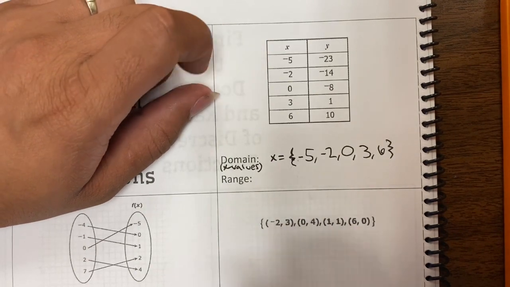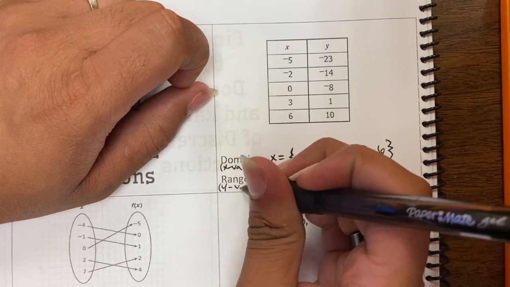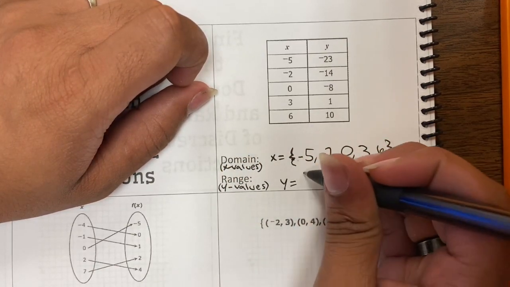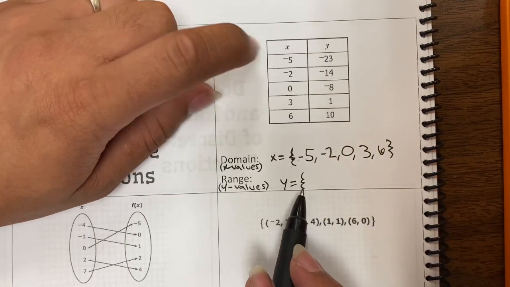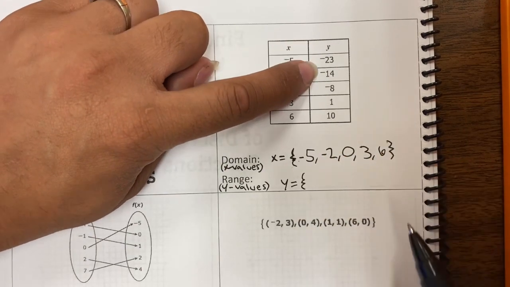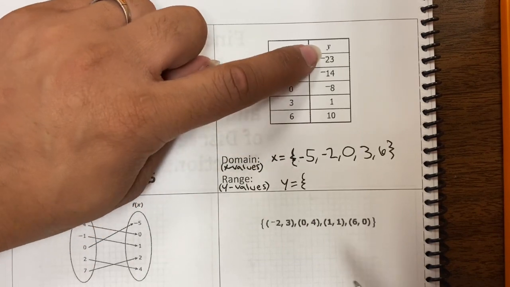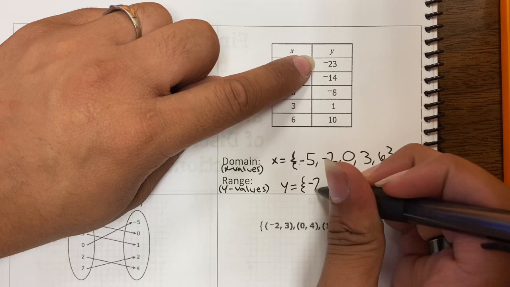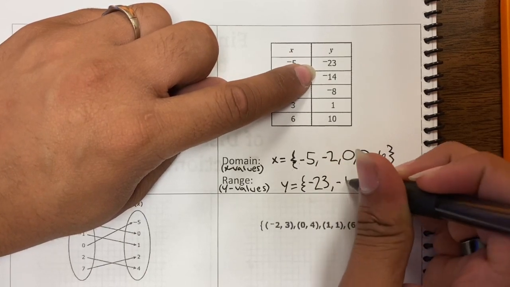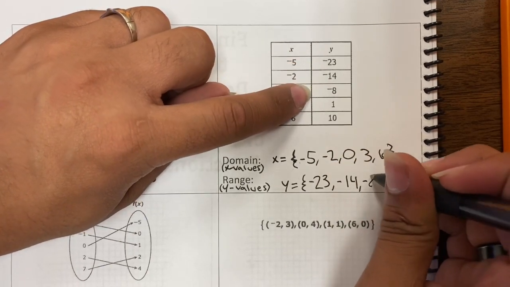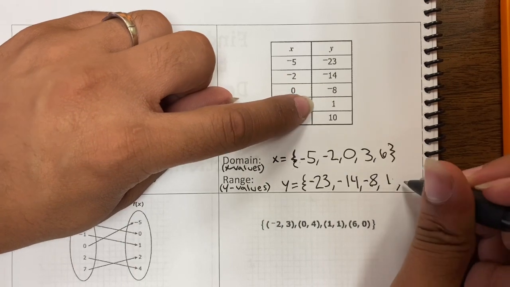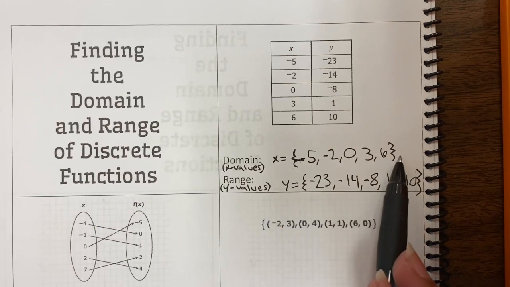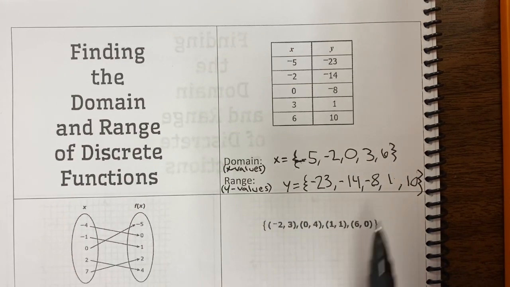Your range are going to be your y values. So I'm going to write these as y equals, and then I'm going to use that swirly bracket thing. And I'm going to list all the values, but make sure you don't repeat any. So none of these repeat, so I'm going to write all of them. So negative 23, negative 14, negative 8, 1, and 10. And then I'm going to end the bracket. So that's my domain, are all the x values, and my range are all the y values.